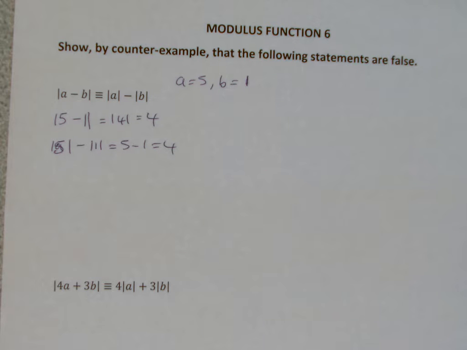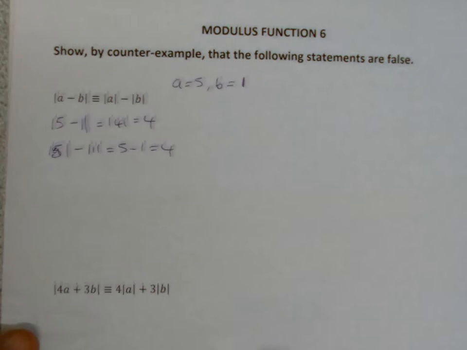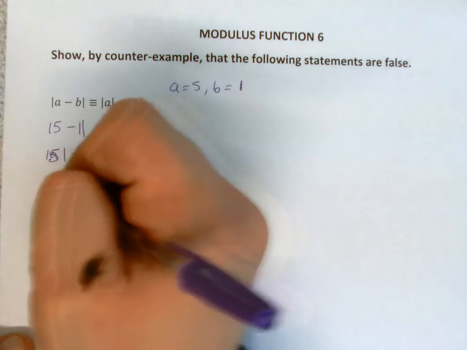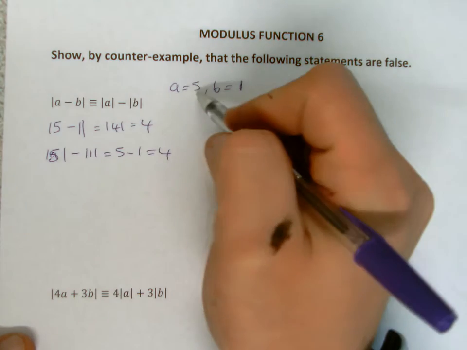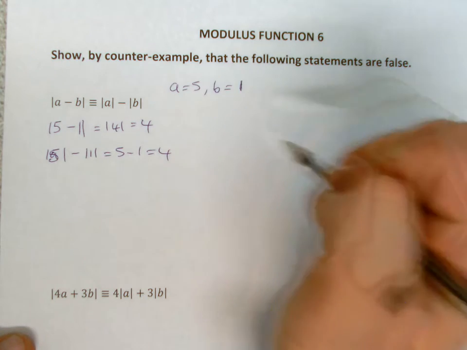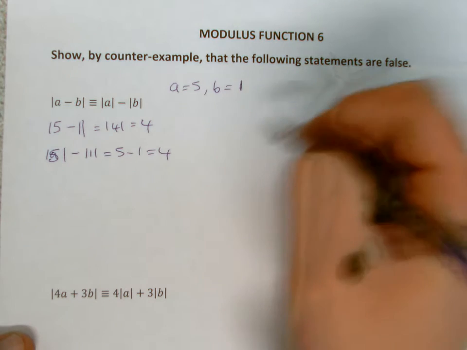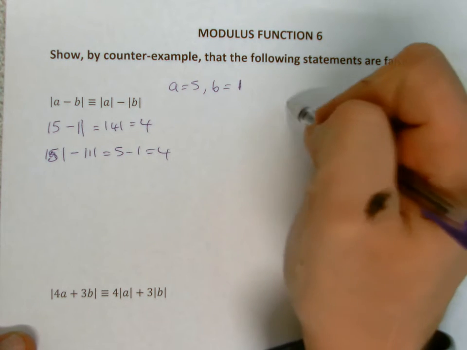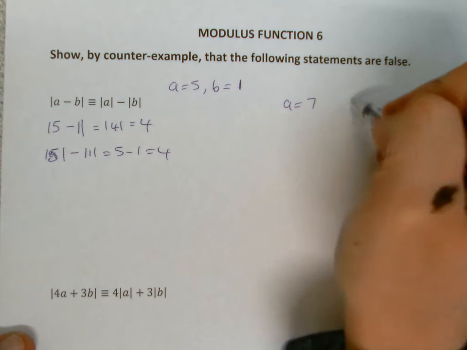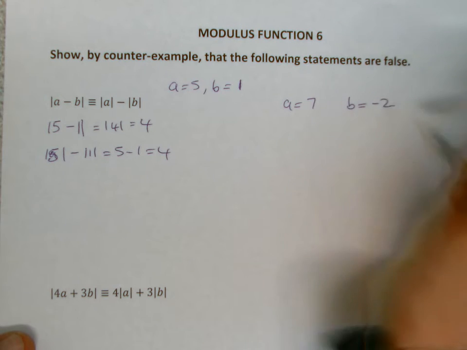However, it's not true for every a and b, right? And we need to show that. When it says find a counter example, we need to find one example where this doesn't work, okay? And usually the way to do this is to choose a value for a that's positive and a value for b that's negative, okay? Or you could do it the other way around, as long as one of them is positive, one of them negative. So shall we go for a equals, say, 7 and b equals minus 2, all right?